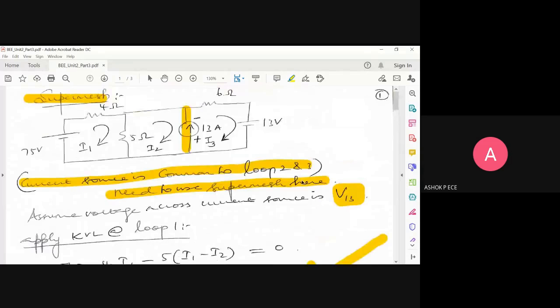Loop 1 is straightforward because there is no complication in that. So the loop 1 equation you can write directly.